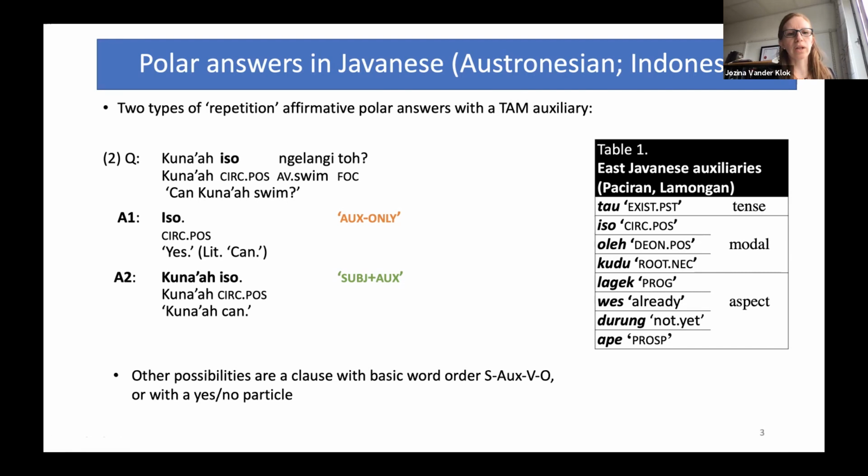Of course, this is not the only possibility of answering affirmatively. You can use also the full clause with the basic word order, subject, auxiliary, verb, object, or with a yes/no particle and non-verbal gestures like head nods or shaking. So the yes/no particles and the head nods or gestures are what Enfield et al. term interjective type, but I will be focusing on the repetition type polar answers.